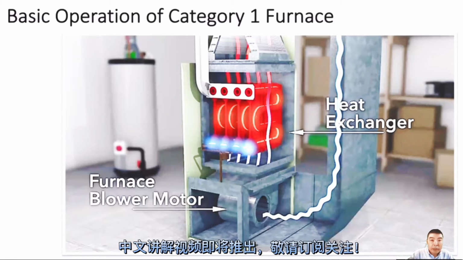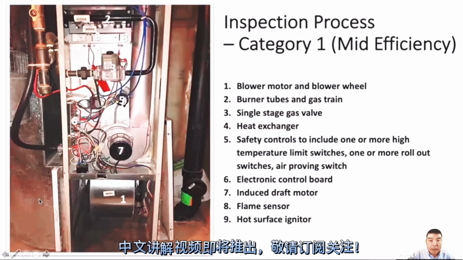Okay, so the medium efficiency furnace. When we check the medium efficiency furnace, some things are the same as the category 1, the low efficiency furnace. Like the blower motor here is the same, the motor is an AC motor, and the housing we can just take out, it's easier. There are only 2 screws set up on the furnace.